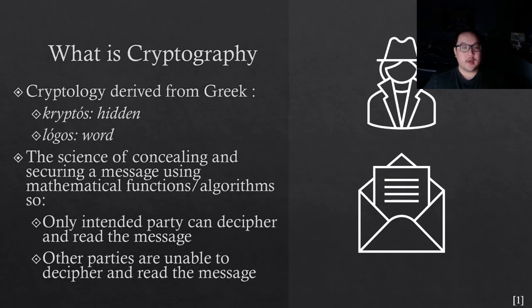So, what is cryptography? Cryptology is derived from the Greek words kryptos and logos. Kryptos means hidden and logos means word. Cryptography is a science of concealing and securing a message using mathematical functions or algorithms so that the intended party can decipher and read the messages, and any other unintended or third parties are unable to decipher and read those messages.